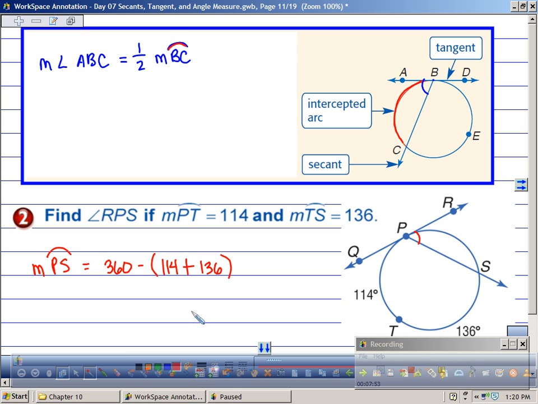Or I could have given you the definition. If a secant and a tangent intersect at the point of tangency, then the measure of each angle formed is 1/2 the measure of its intersected arc. Or we could just say that.